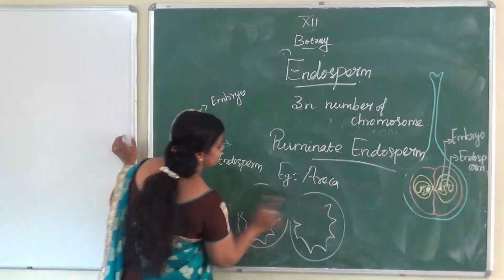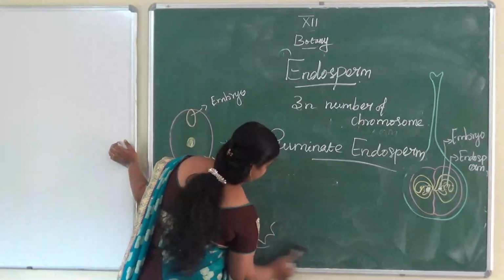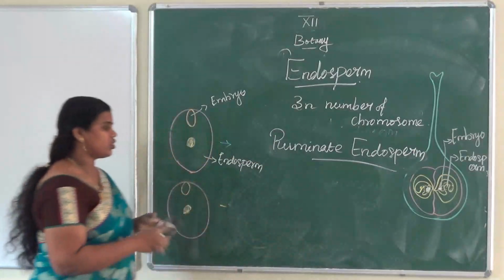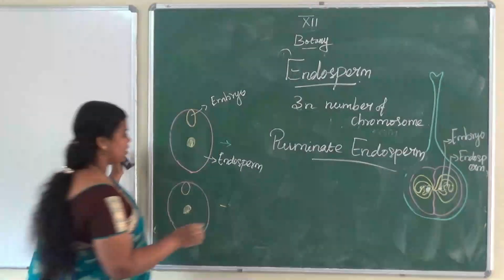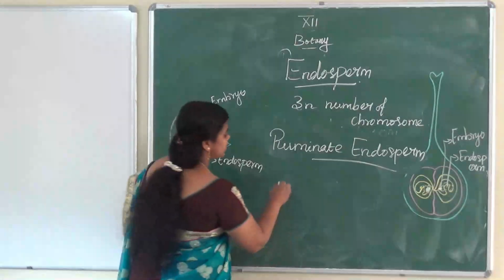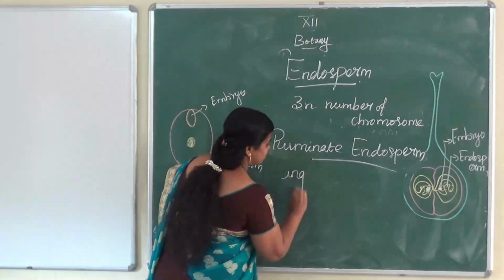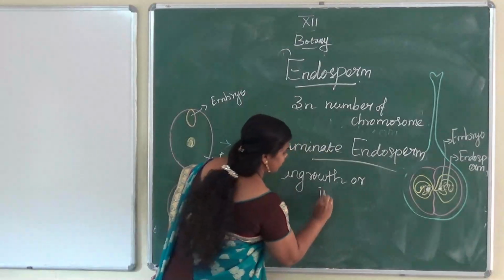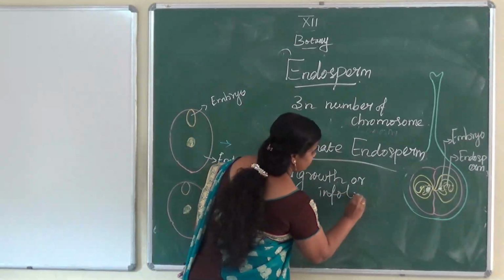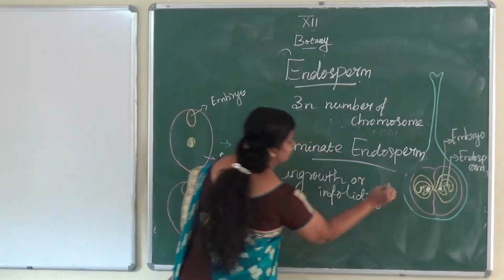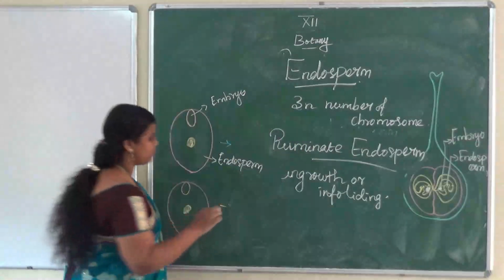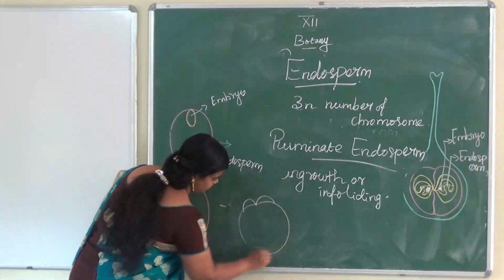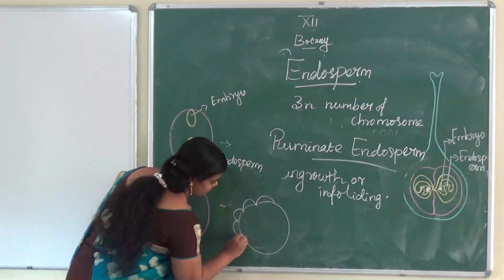And the next one is custard apple. Example for custard apple, that is ingrowth or infolding of the outer layer of the endosperm. Imagine, please.